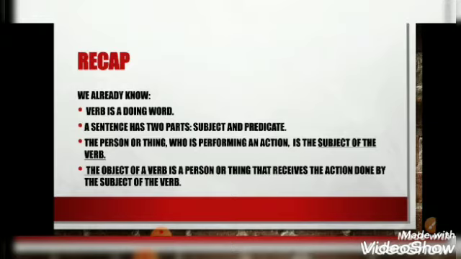The object of a verb is a person or thing that receives the action done by the subject of the verb. Like if we talk about the previous example, Sunena is playing basketball. So we know that Sunena is the subject here and playing is the verb. Now whatever Sunena, the subject, is doing, its impact is being reflected on the object, basketball. So basketball here is our object of a verb.